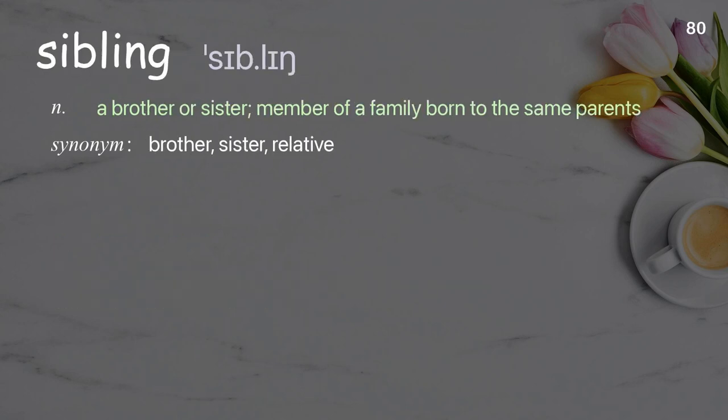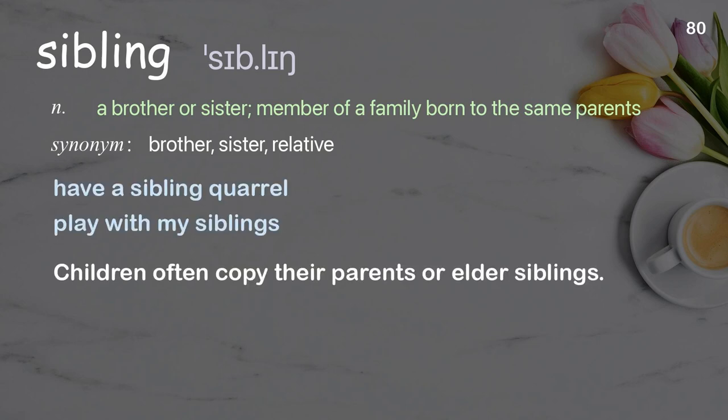Sibling. A brother or sister, member of a family born to the same parents. Examples: have a sibling quarrel, play with my siblings. Children often copy their parents or elder siblings.